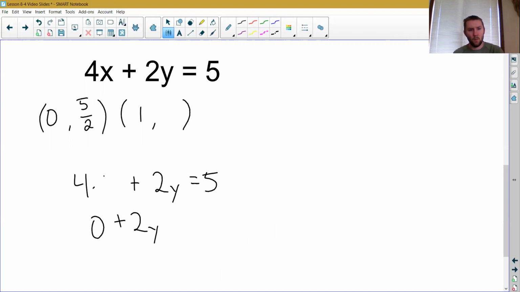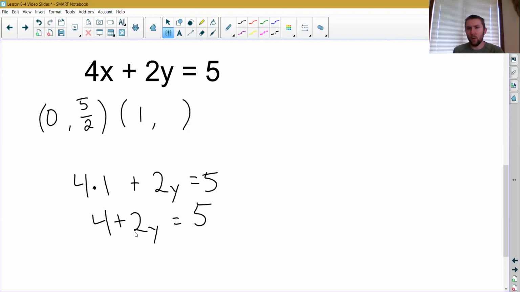4 times 1 plus 2y is equal to 5, right? So I put the 1 in here. 4 times 1 plus the 2y is equal to 5. So now 4 times 1 gives me 4, equal to 5, right? So 4 plus 2y is equal to 5.